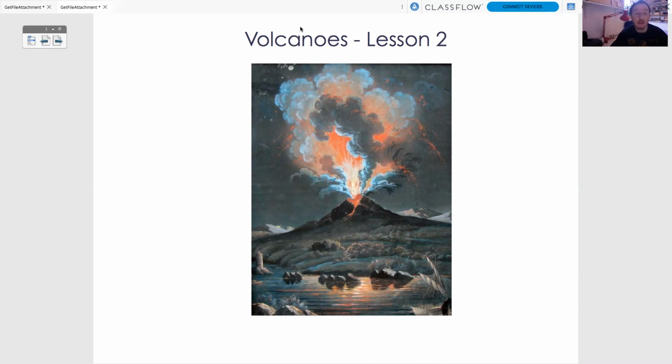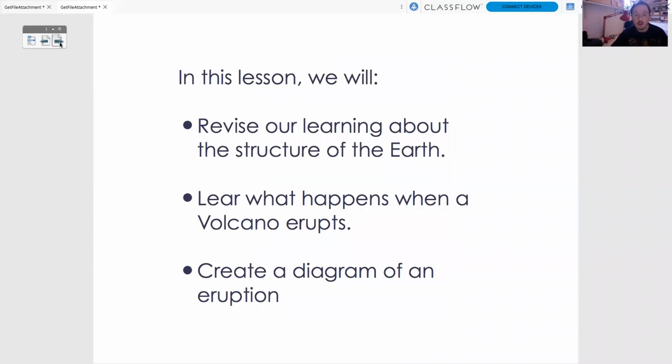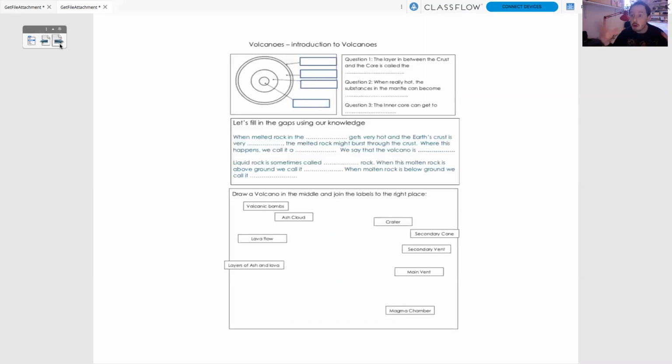Our second lesson, lesson number 2. So we're on to volcanoes number 2. We're going to talk a little bit about volcanoes erupting today. So in this lesson, we are going to revise our learning about the structure of Earth that we did last time around. We're going to learn what happens when a volcano erupts, and we're going to create a diagram of an eruption and a volcano.